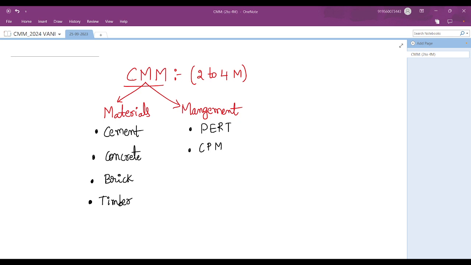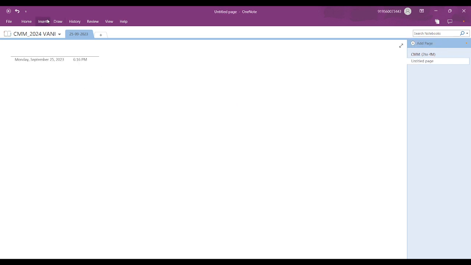Here I'll begin first with the materials. In materials, I'll start discussing cement, and then we'll go for concrete, then brick and timber. After this, we'll begin the second part of this subject, that is management, where we'll discuss PERT and CPM. Okay, all of you? So here, I'll begin with cement.